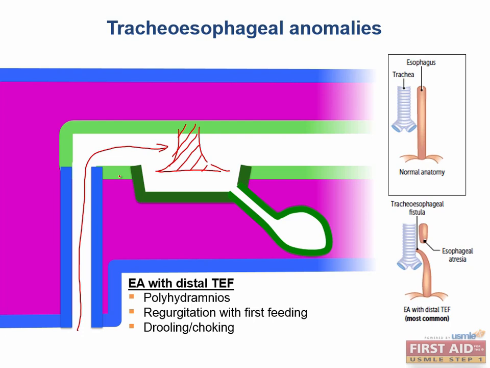The second main consequence is that since the distal esophagus is connected by a hole in the airway, the moment the baby starts breathing, air is going to start to be pushed into the distal GI tract. And this is visible on X-ray as well.